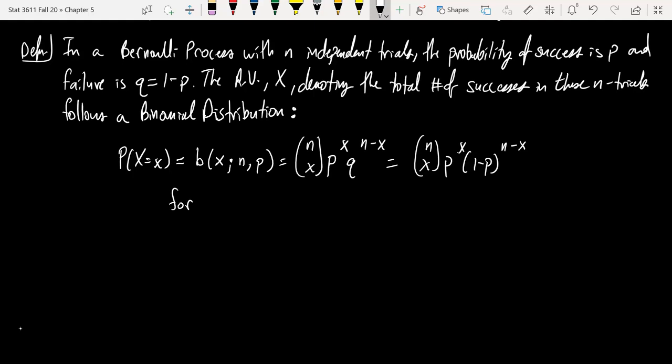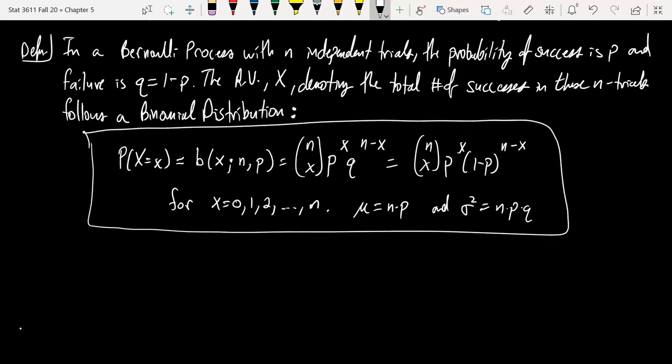This is our probability distribution. This is good for x. You can have 0 successes, 1 success, 2 successes, all the way up to n successes. I'll also mention here that the mean, the expected value of the number of successes, is n times p, and the variance is npq. That is the binomial distribution.